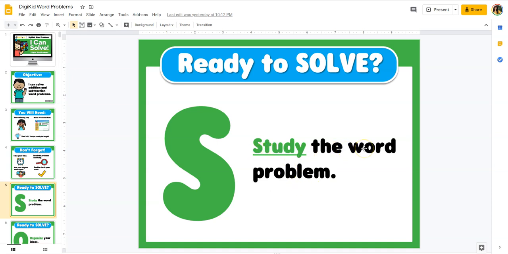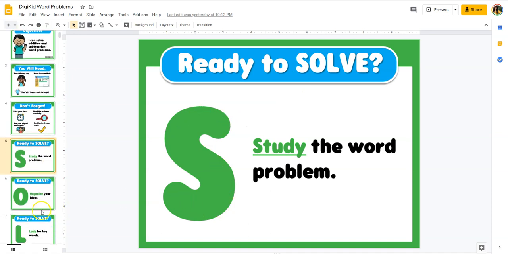Study the word problem. So before you even try to solve the problem, you want to study what it's asking you to do. You want to think about, what is this problem asking me to do? Is it asking me to add? Is it asking me to subtract? Really take the time to study it. Look at it closely. So the S stands for study the word problem.